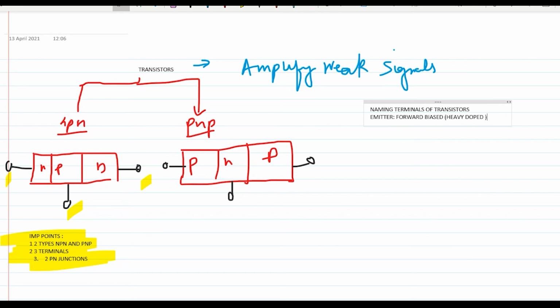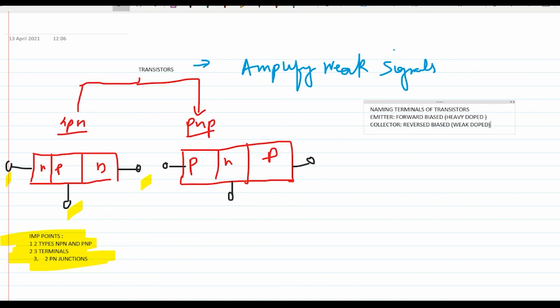The second terminal is the collector, which is this third one. The collector is reverse biased because it collects the majority charge carriers, as the name suggests. To stop the flow of current, it is reverse biased, and it is weakly doped because it does not require a greater concentration.